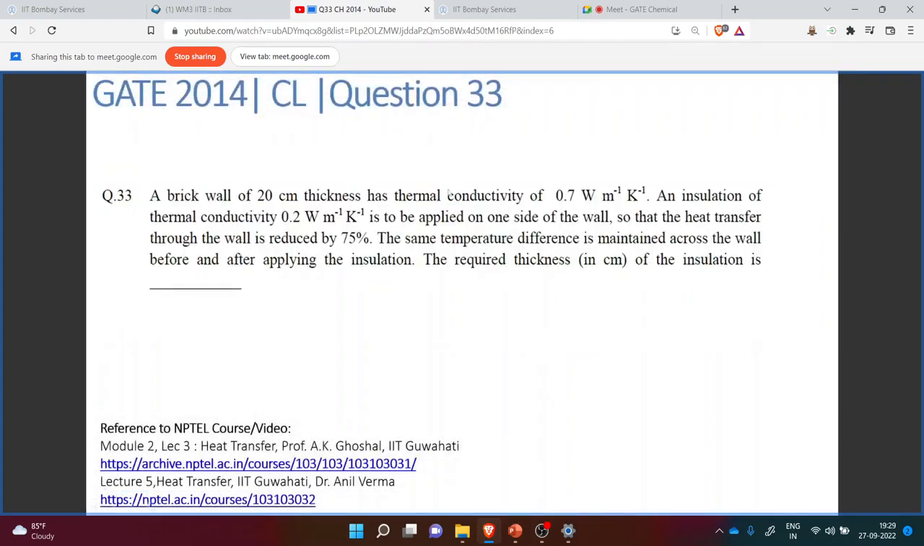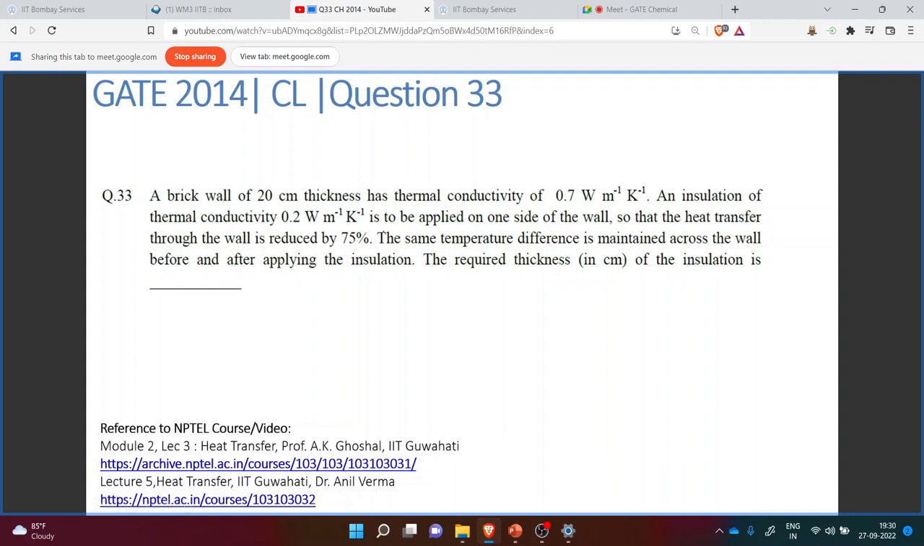Hello everyone. We are looking at question 33 of GATE 2014 chemical engineering paper, and the question is: a brick wall of 20 centimeter thickness has thermal conductivity of 0.7 watt per meter per Kelvin. An insulation of thermal conductivity 0.2 watt per meter per Kelvin is to be applied on one side of the wall, so that the heat transfer to the wall is reduced by 75 degrees Celsius. The same temperature difference is maintained across the wall before and after applying the insulation. The required thickness in insulation in centimeter is dash.